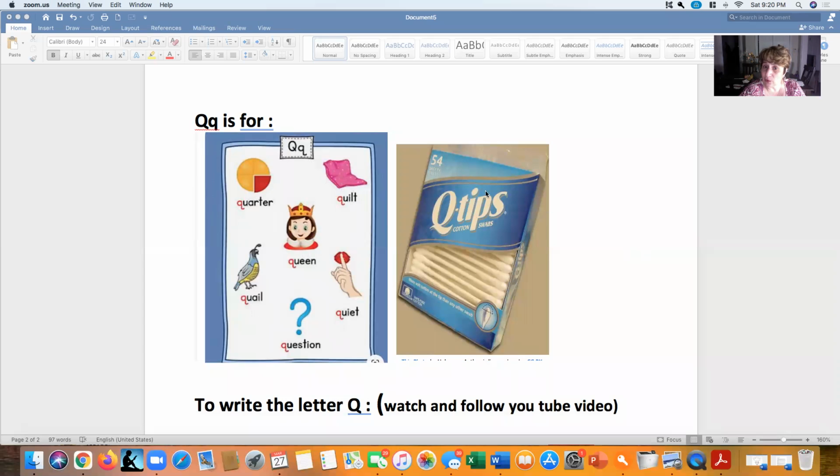In the word Q-tips, that's just a name or a brand of the cotton swabs that we use to clean our ears. And you see Q by itself here because that's the name of the product. But in all these other words, Q is followed by the letter U.